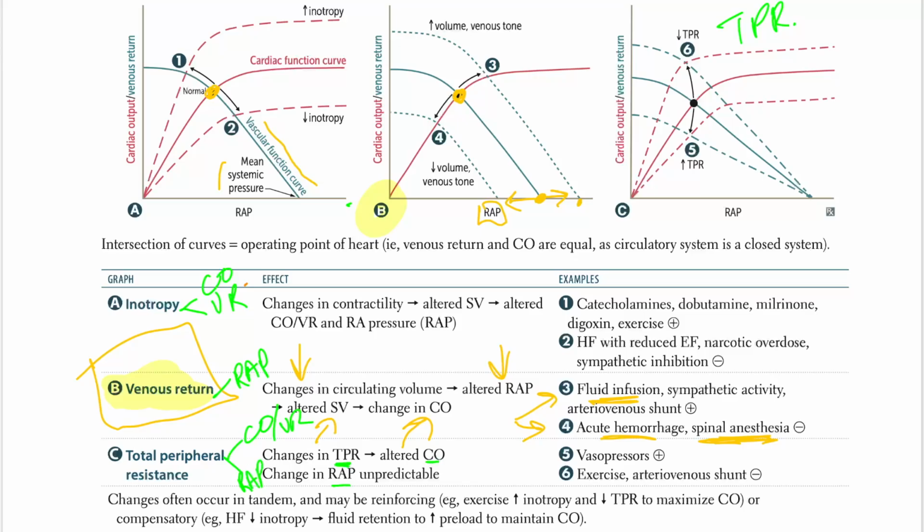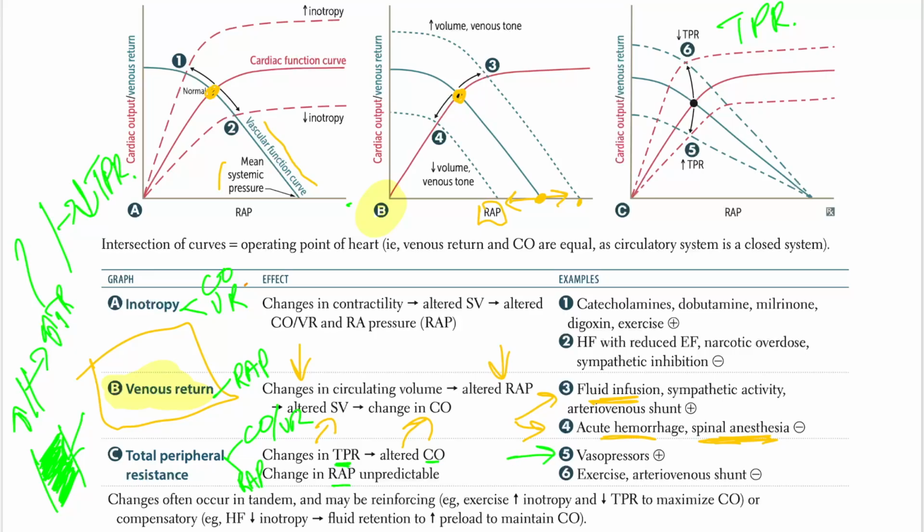Okay, so what is TPR? In simplistic words, TPR is your total peripheral resistance. Whatever resistance you have in the peripheral arteries is going to give you TPR. You vasoconstrict the arteries, you will increase TPR. You vasodilate these arteries, you decrease the resistance, or decrease in TPR. Okay, so looking here now, vasopressor stimulators would increase the TPR.